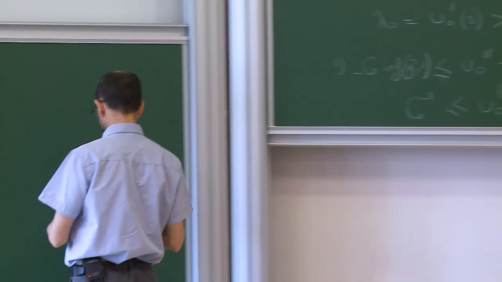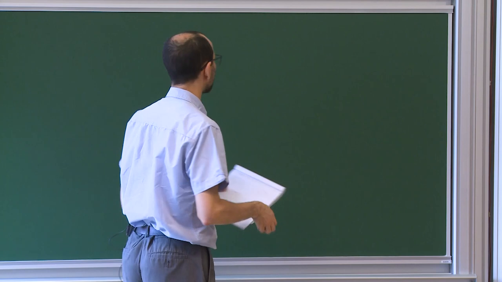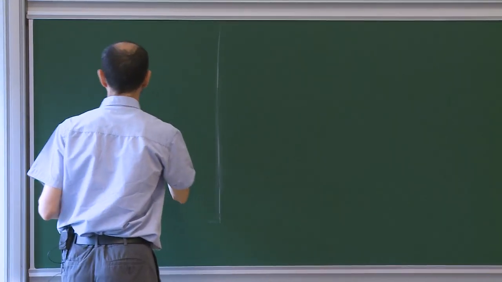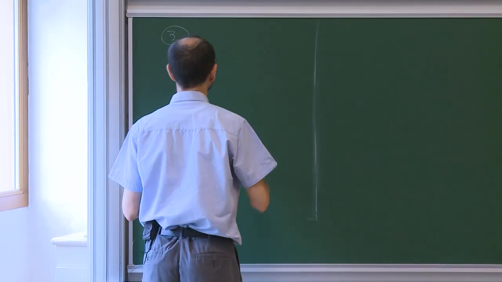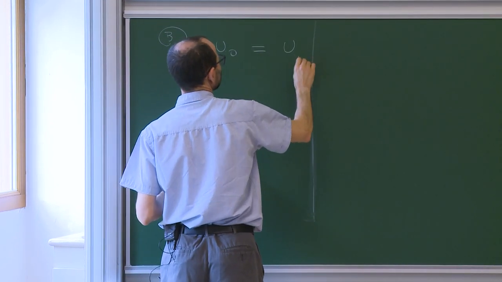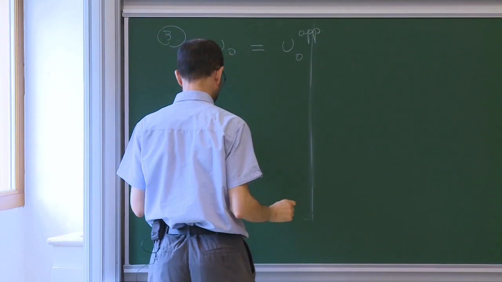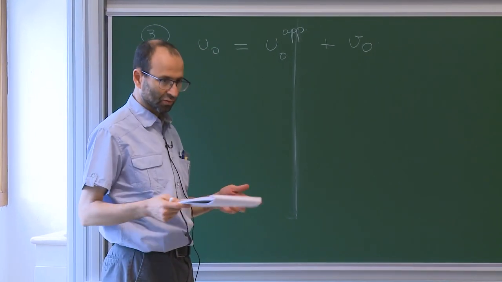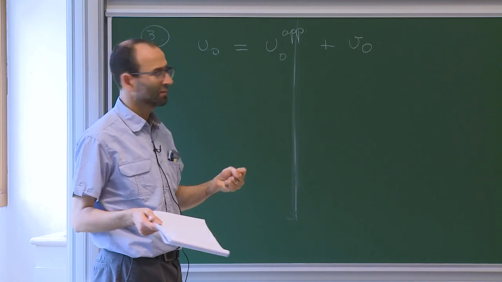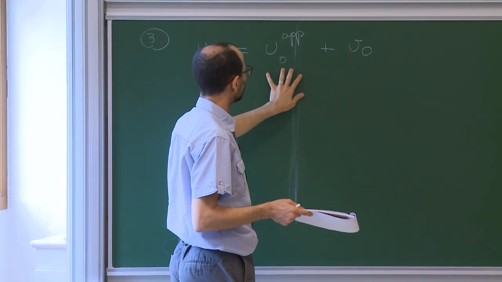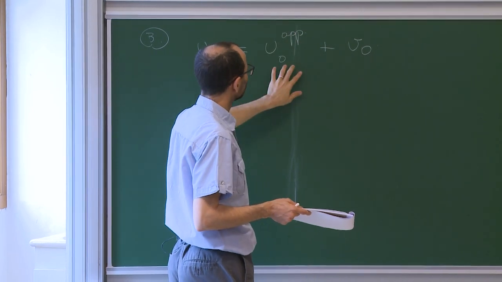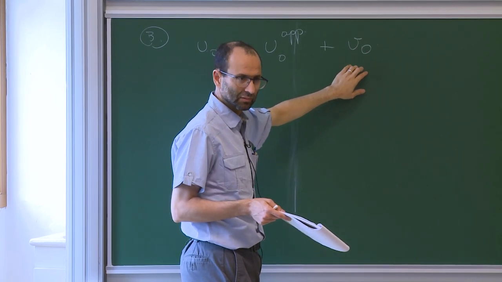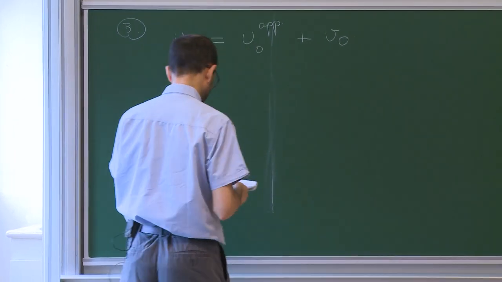But what is behind it at the end of the day, and what we really need, which is now point 3, maybe right here, is that our u0 we can write as some approximate u0 plus v0. The u0 approximate is some sort of approximate profile that we can construct by hand. And then we try to close some energy estimate on this v0. Right, so that will be the idea.